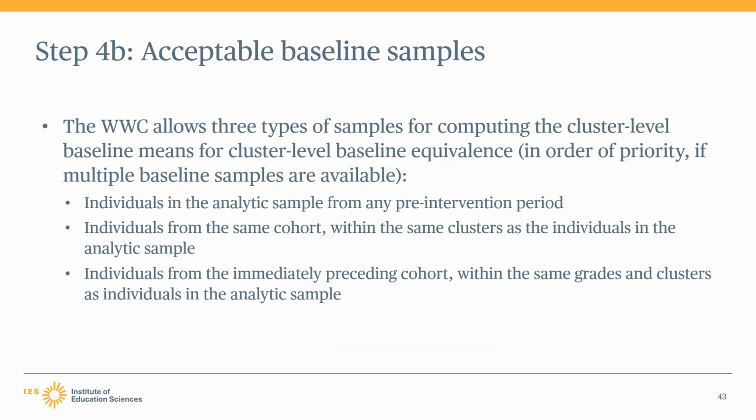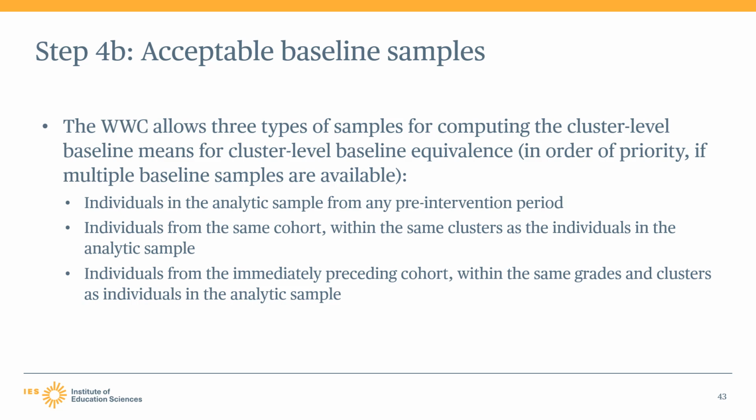First, to demonstrate cluster-level baseline equivalence, cluster-level baseline means must be computed using acceptable baseline samples. The WWC allows 3 types of samples for computing the cluster-level baseline means for cluster-level baseline equivalence. One type of acceptable baseline sample is a sample composed of the individuals in the analytic sample from any pre-intervention period. A second type of acceptable baseline sample is a sample composed of the individuals from the same cohort within the same clusters as the individuals in the analytic sample.